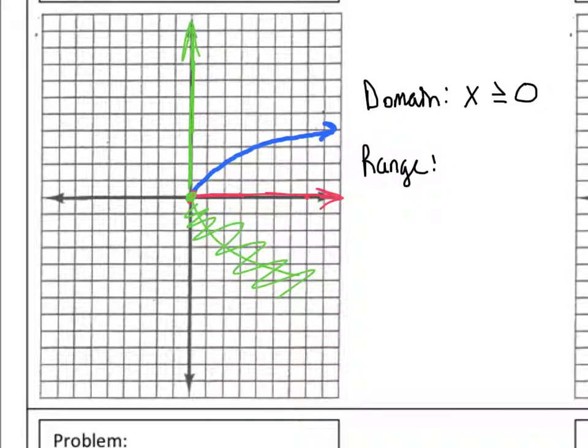Questions on that? So then what's our range? Y is greater than or equal to 0. Questions on this first one? Let's try another one.